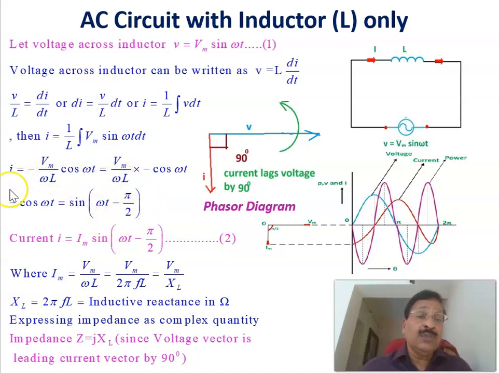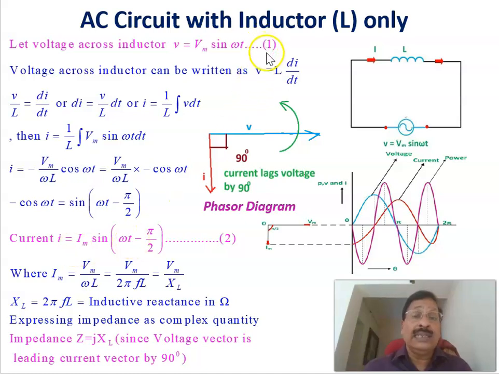Therefore, the equation for current can be written as Vm by omega L into sin omega t minus pi by 2. Here, Vm by omega L is represented as Im, the maximum value of the current. In an inductive circuit, the maximum value of the current is equal to the maximum value of the voltage divided by omega L, which is the inductive reactance. Therefore, Vm by omega L can be written as Vm by XL, where XL is the inductive reactance.